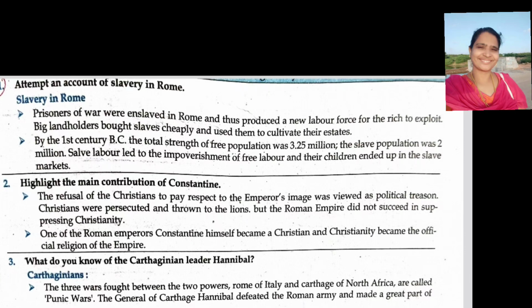Okay, question number 2. Highlight the main contribution of Constantine. So, highlights will do. Constantine. The refusal of the Christians to pay respect to the emperor's image was viewed as a political reason. Christians were persecuted and thrown to the lions, but the Roman Empire did not succeed in suppressing Christianity. So, Christianity was just spreading like a forest fire, but as it spread, there were some countries which banned Christianity.